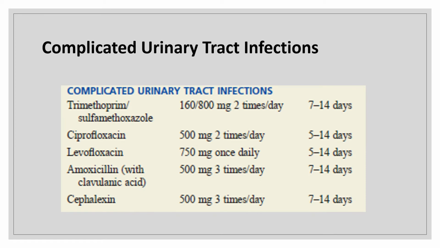The treatment for complicated urinary tract infection includes trimethoprim-sulfamethoxazole, ciprofloxacin, levofloxacin, amoxicillin-clavulanate, and cephalexin. Accordingly, if treatment is to succeed, we must determine the identity and drug sensitivity of the causative organism. To do so, urine for microbiologic testing should be obtained before giving any antibiotics.